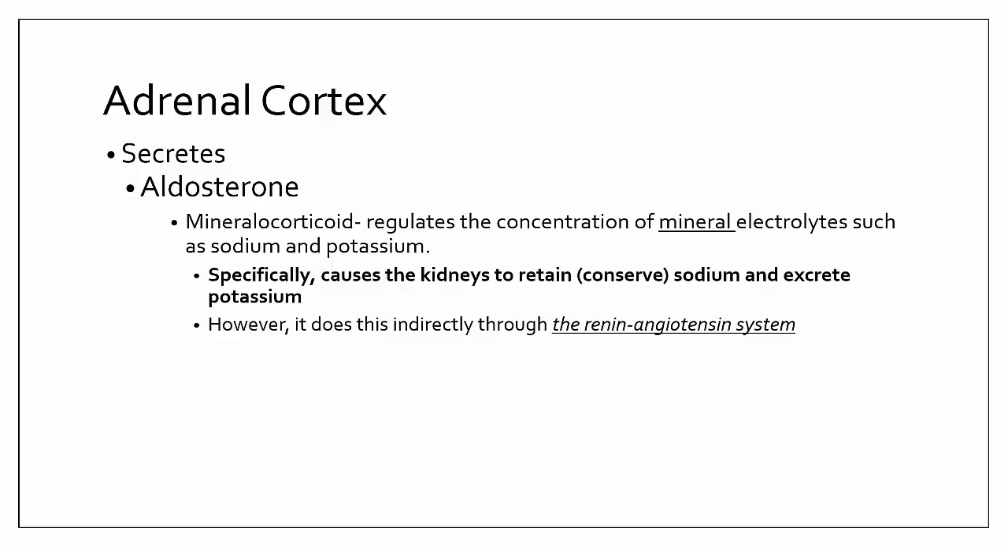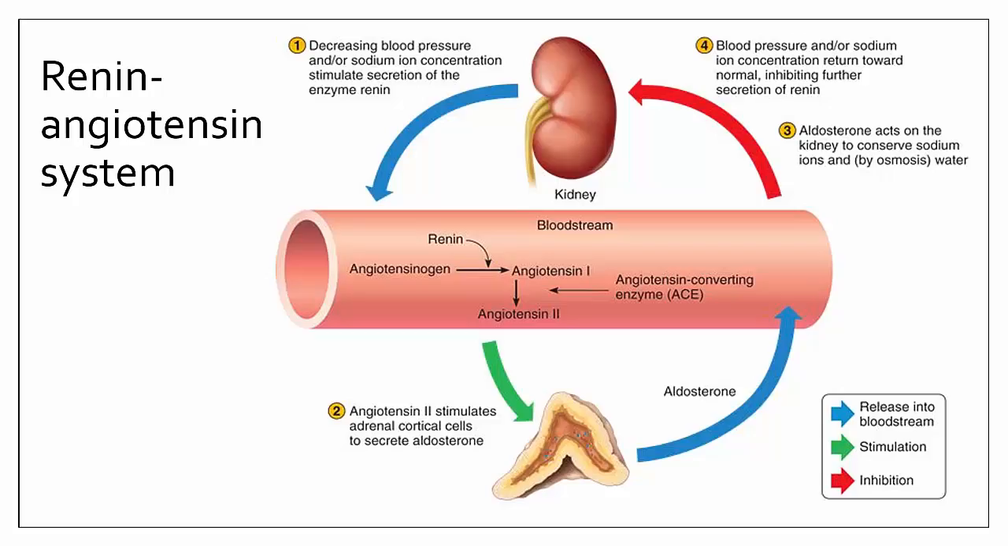Specifically, if you have aldosterone going through your system, you are going to cause the kidneys to conserve or retain sodium and excrete potassium. But you want to keep sodium. If you need to keep sodium in your system, you'll secrete aldosterone. However, it's an indirect action, and this is where it gets a little bit complicated. Aldosterone works through something called the renin-angiotensin system.